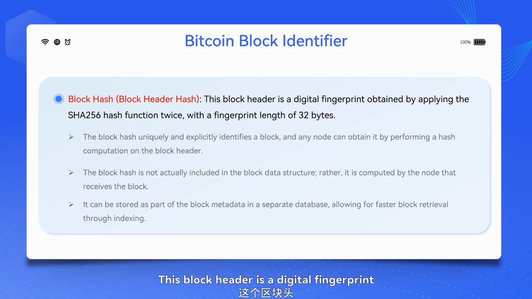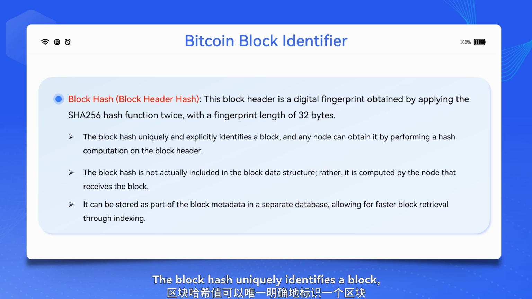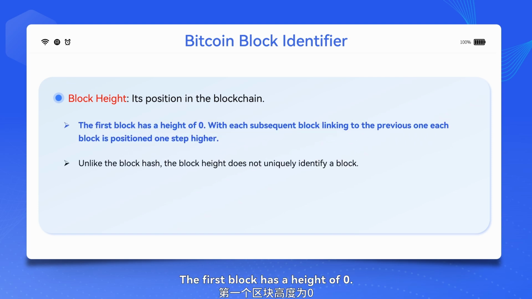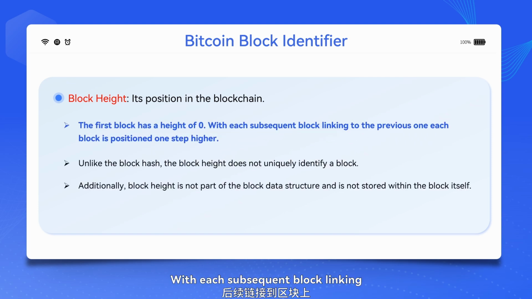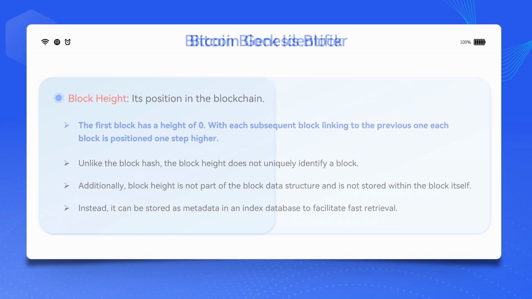This block header is a digital fingerprint obtained by applying the SHA-256 hash function twice, with a fingerprint length of 32 bytes. The block hash uniquely identifies a block, while the block height represents its position in the blockchain. The first block has a height of 0, with each subsequent block linking to the previous one. Each block is positioned one step higher.